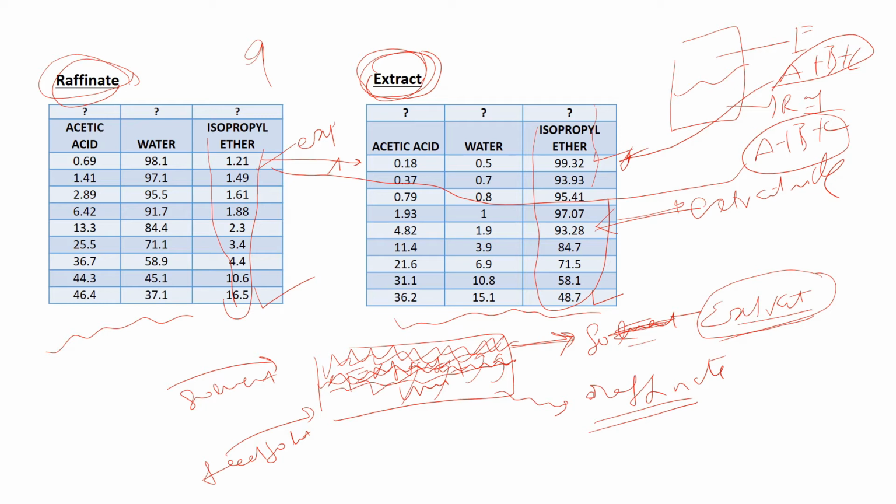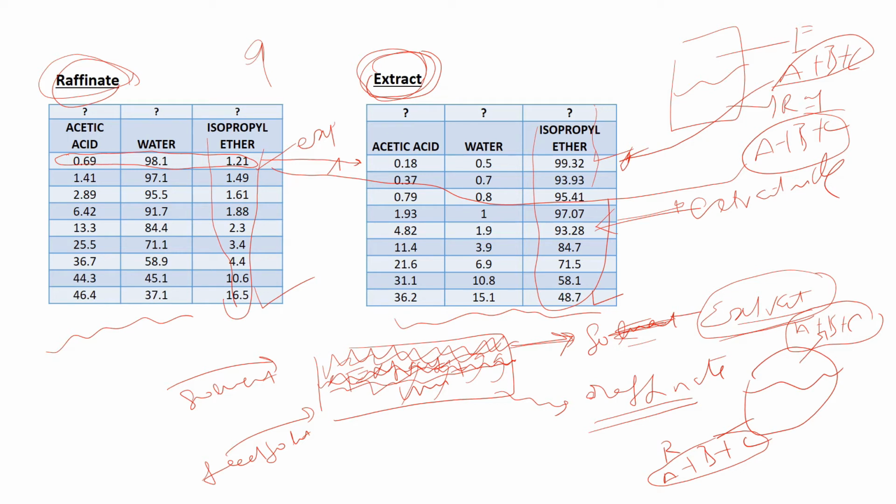So it's this side. This is your raffinate side. Just imagine we did our 9th experiment successfully. So you have your extract and your raffinate, A plus B plus C. Your extract will contain A plus B plus C.